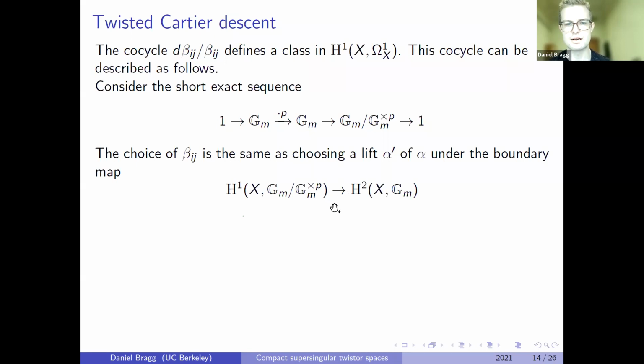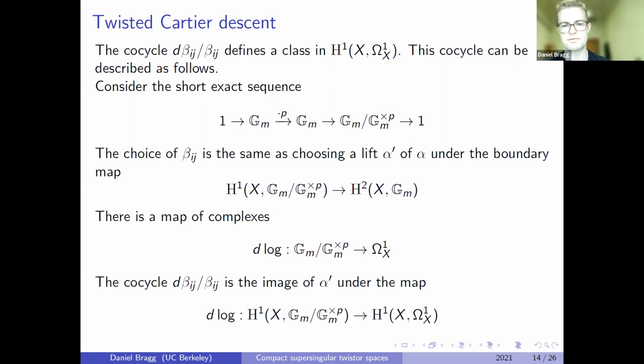And there's a boundary map, which goes from H1 of Gm mod Gm to the p to the Brauer group. And this choice of cocycles beta ij is the same thing as choosing a lift of alpha along this boundary map. And the induced class in H1 of omega 1 is just given by taking d log of this, where by d log, I mean the map that sends f to df over f. Okay, so in any case, there's some cohomology class in H1 of X omega 1 that intervenes and that is defined in terms of alpha.